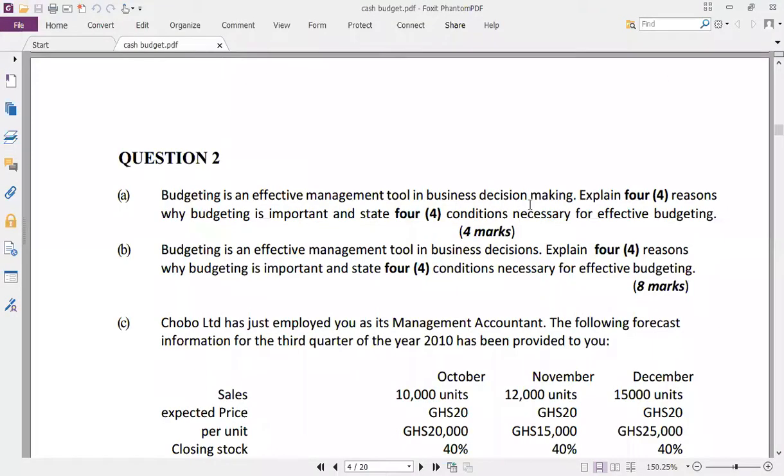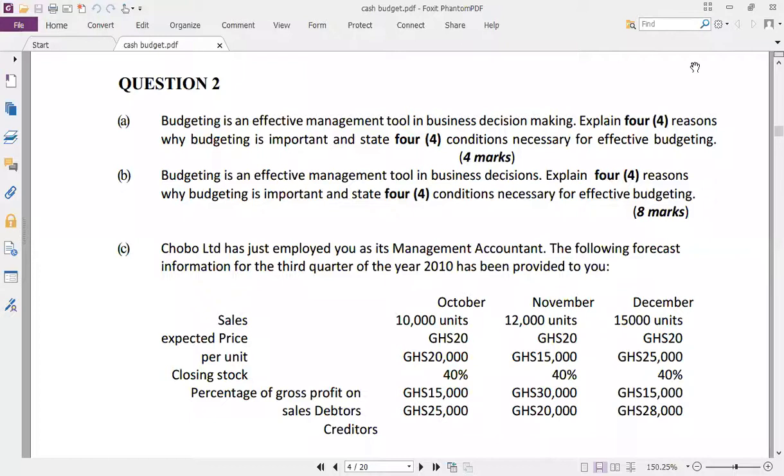Now let's look at it. Chobo question number 2, which year? 10 years later. Wow. Okay, so now let's look at this question. But before that, there's a theory question on top of it. Budget is an effective management tool in business decisions. Explain 4 reasons why budget is important and state 4 conditions necessary for effective budget.